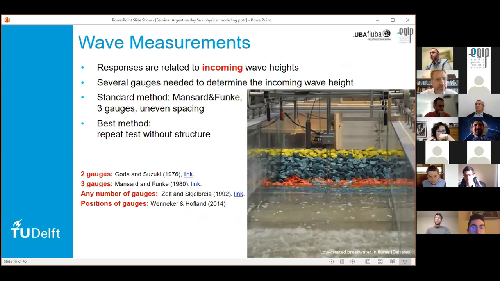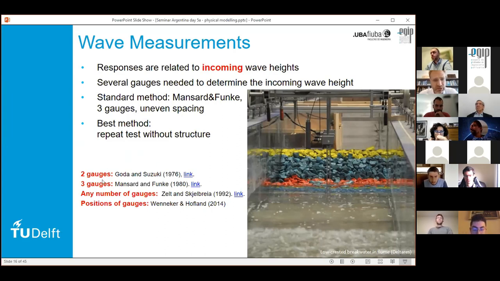Typically, we use several wave gauges to determine our incoming wave. It can be 2, 3, or more gauges, and there are all kinds of methods to determine this incoming wave. Actually, we also wrote a paper on the positions of these gauges, because it's a bit unclear what the optimum position of these gauges is to measure as wide a spectrum as possible. So there is a list with references at the end.